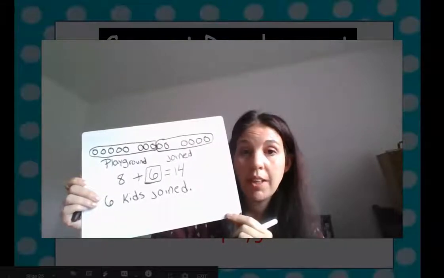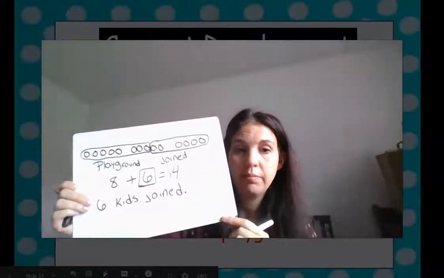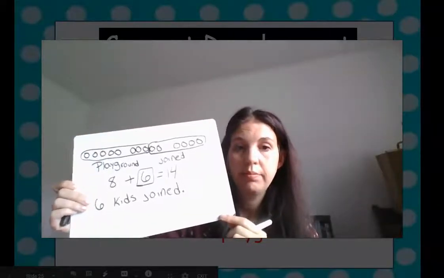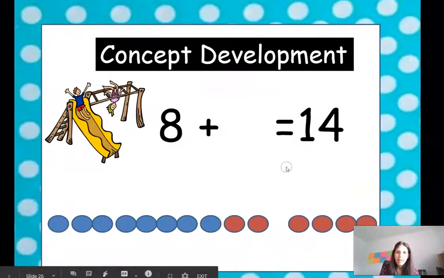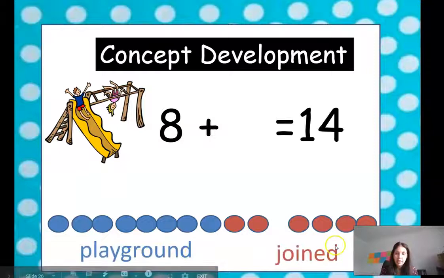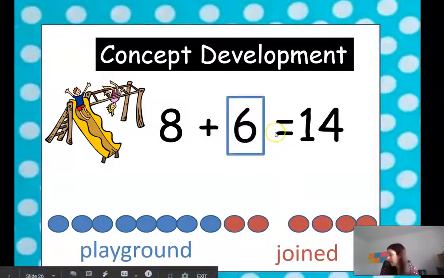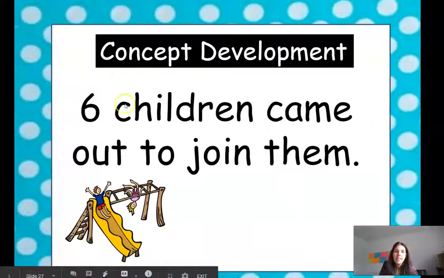Okay, if you need more time, go ahead and pause the video. I'm going to go on to the next question. Tried to make sure you guys had enough time. Okay, so we can show this by we have 8 and we have the rest. These are the playground. This is who joined. We had 6 that joined. 6 children came out to join them.